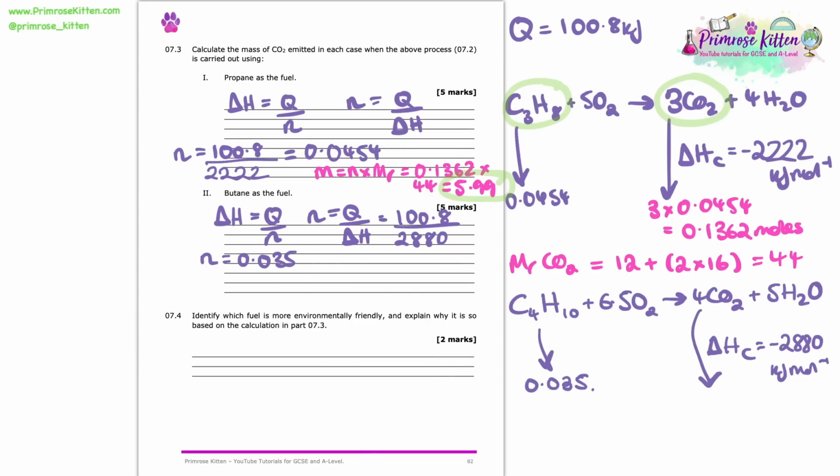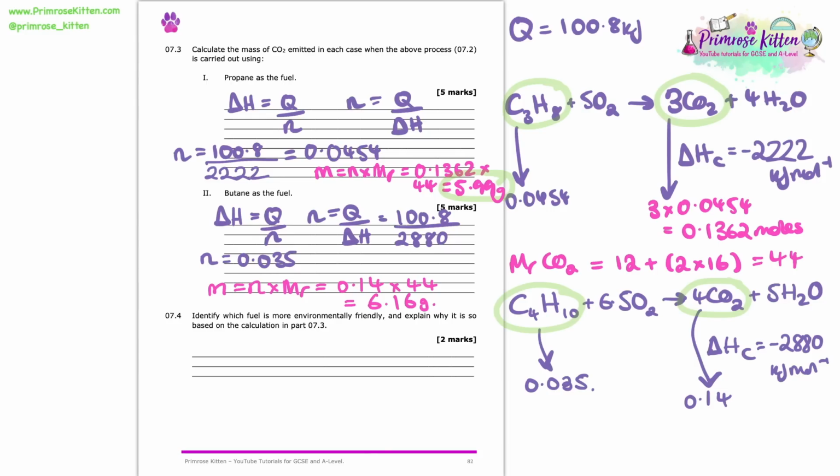And so using our molar ratios, you can see for this reaction we have a 1:4 ratio. Here we have 0.14 moles of carbon dioxide. So that means that we can work out the mass of carbon dioxide by doing moles times the MR. The moles in this case is 0.14. The MR is still the same, it's still carbon dioxide. So putting this into the calculator, we get 6.16 grams. So there we have calculated our two different masses of carbon dioxide dependent on whether we're combusting propane or butane.